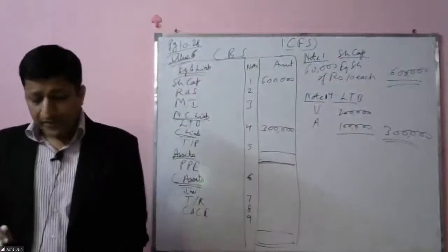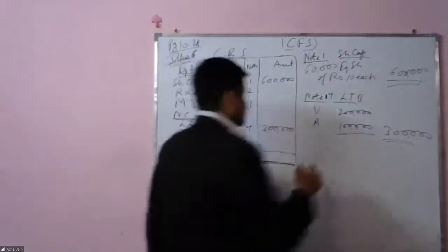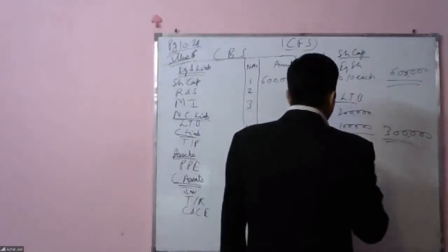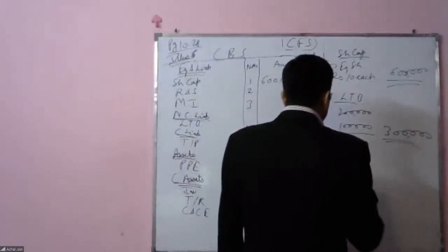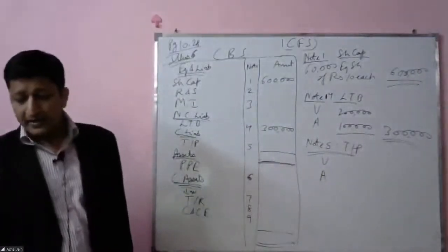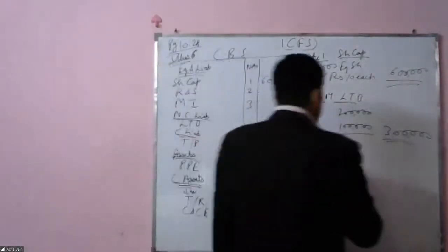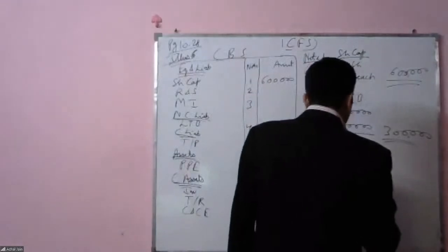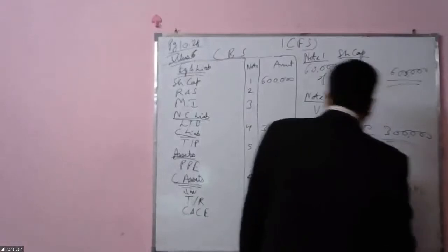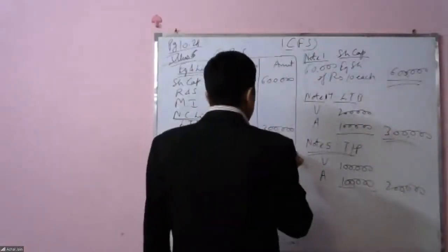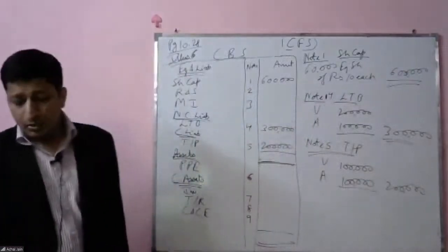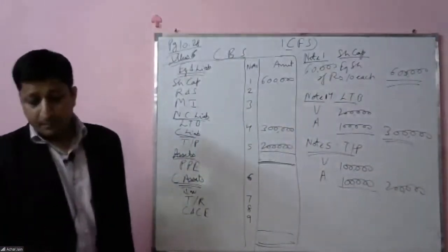Then note number 5, trade payables. Once again, it will be added. So what's the amount? 1 lakh each. So this will be 1 lakh and this will also be 1 lakh. So this is 2 lakh. This also becomes 2 lakh. Clear?